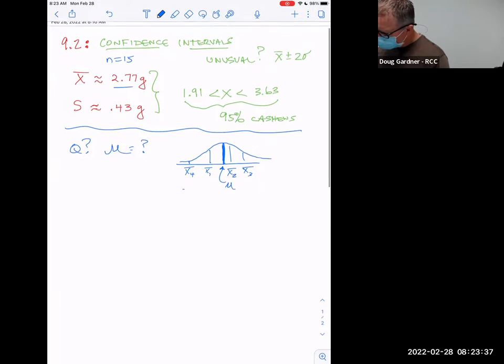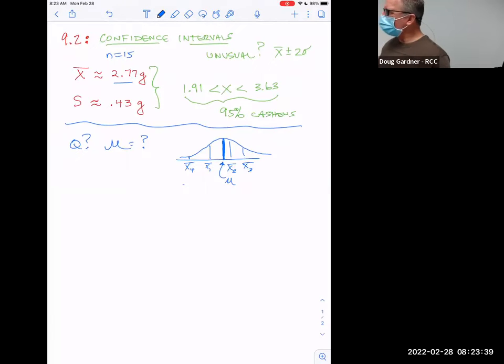So what do we do with 9.2? Well, first you have to say how confident you want to be. Again, in the real world, you get to pick that. It's a percentage. Do you want to be 98% confident because this is really important? Or you're like, let's chill out a little bit. Let's make it 94% confident, something like that.